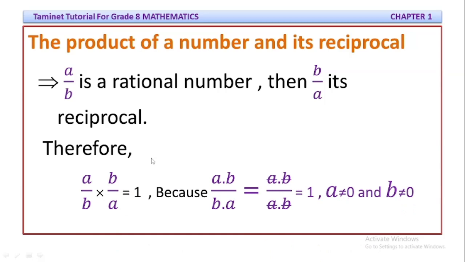The reciprocal of a given number is determined as what? 1 over a over b. For example, 1 over a over b is the reciprocal of a over b. So if we calculate 1 over a over b, b will be multiplied with the numerator 1. Finally, b times 1 is b over a. So b over a is the reciprocal of a over b, or a over b is the reciprocal of b over a.